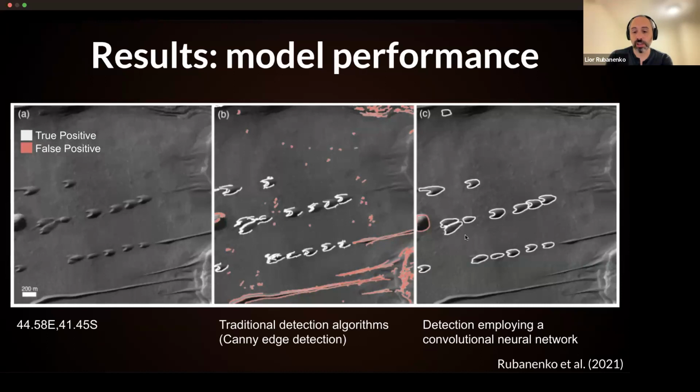And on the right-hand side, you can see how the CNN did compared to this. And it did a lot better. First of all, there are almost no false positives. There's just one false positive, which looks like the backside of a dune, so I couldn't really fault the algorithm for that. But most of those dunes are correctly detected in the image in this specific example.